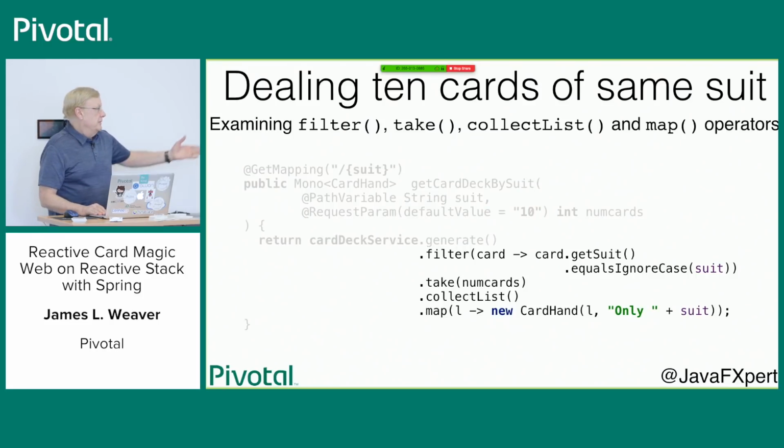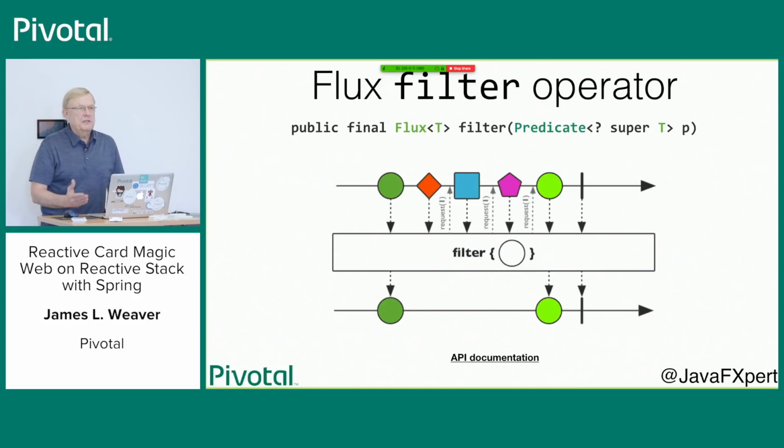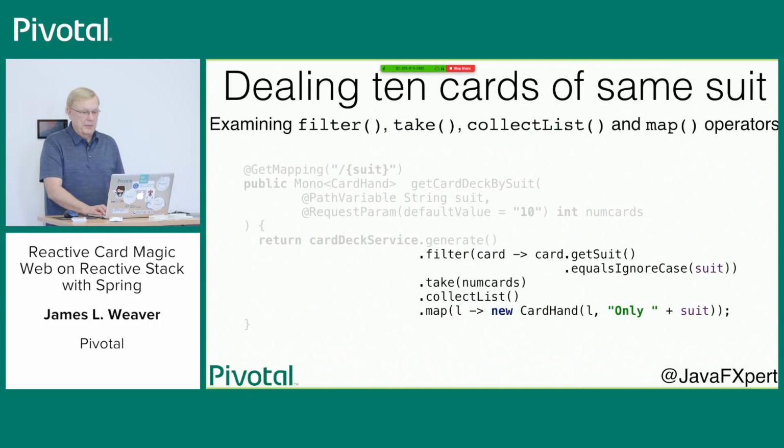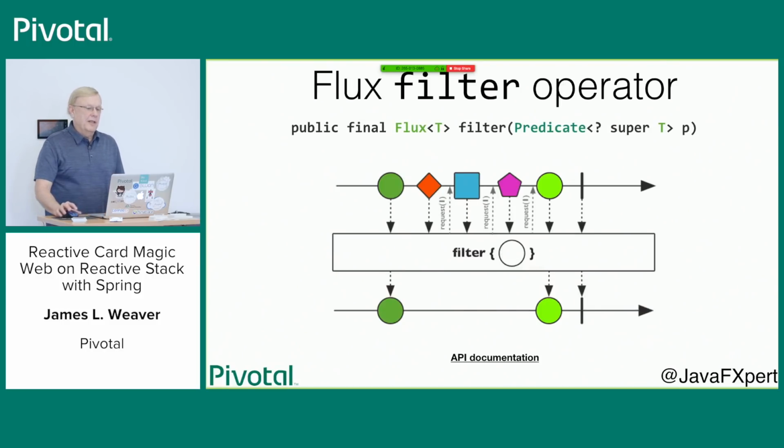And so these are the interesting parts that have to do with reactive streams, Project Reactor. The first one is a filter operator. You all probably know what a filter operator is from Java 8. Here's the marble diagram. The signature is filter: you pass it a predicate. A predicate is a function that will return true or false. If it returns true, you let that through.